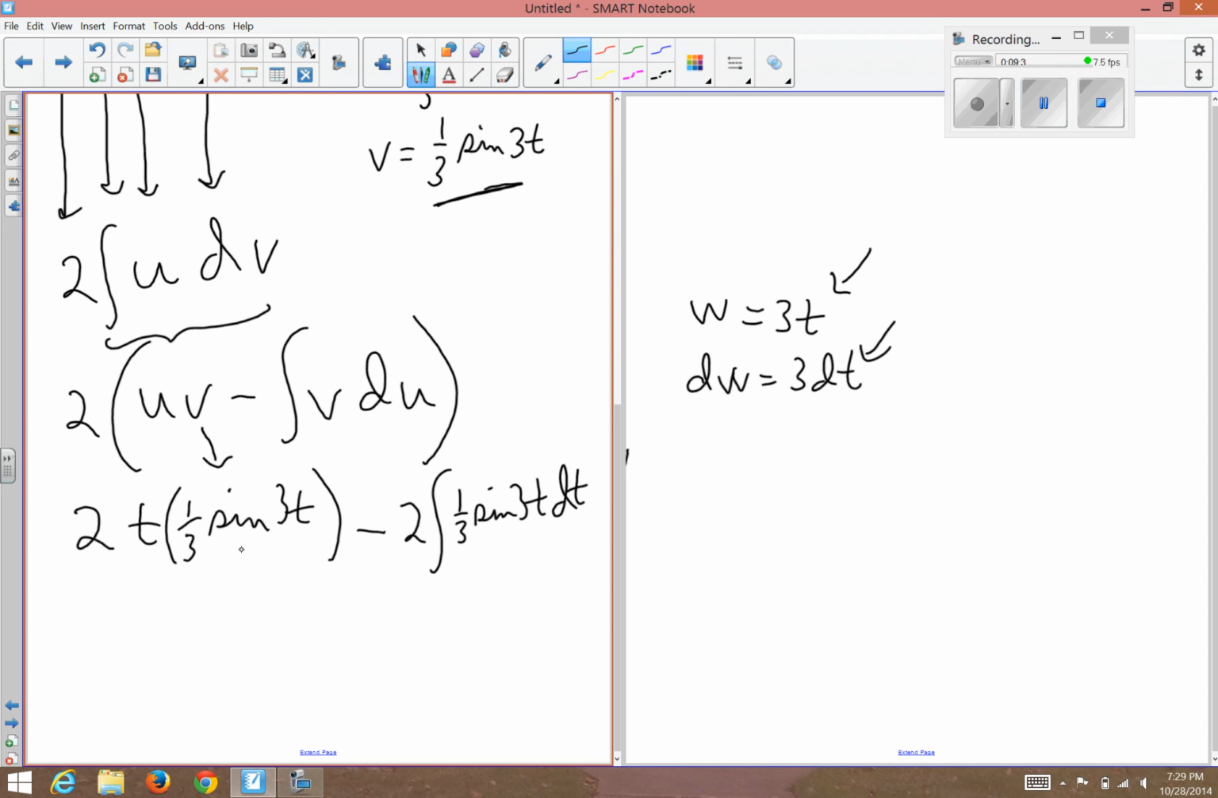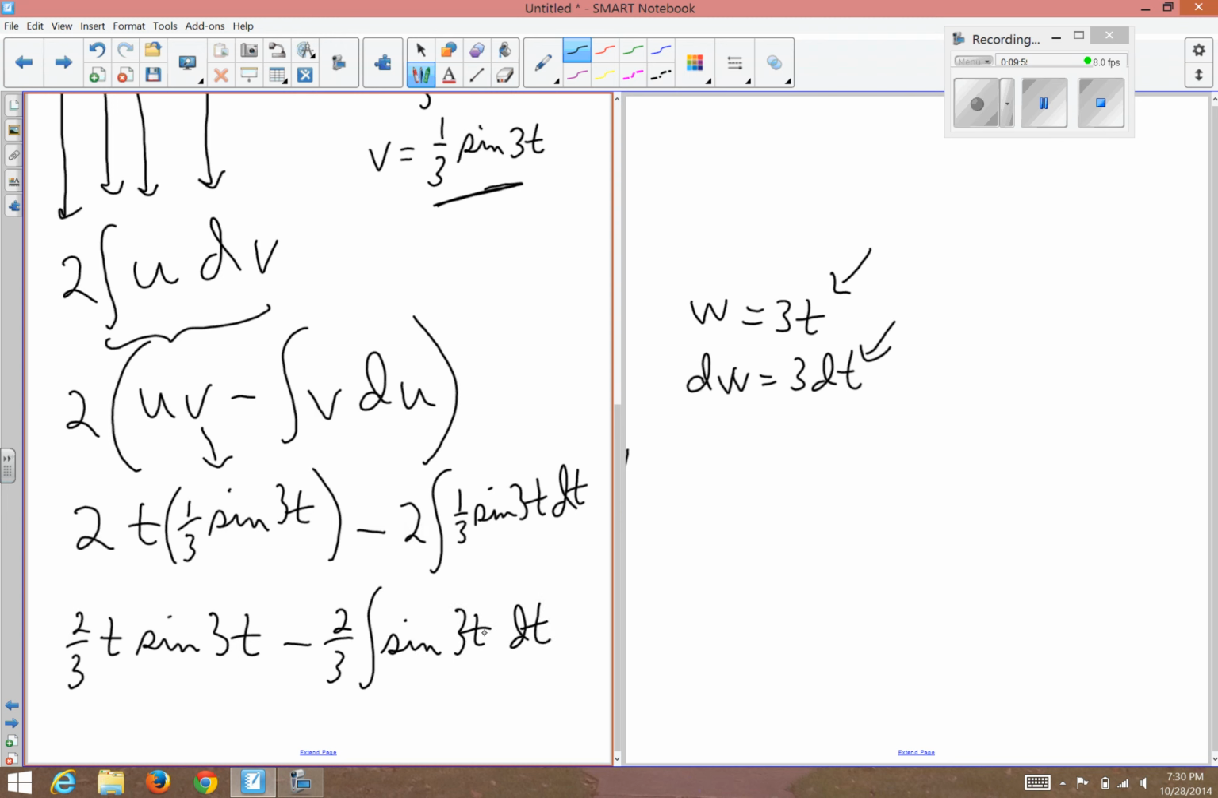So this term here, we're going to simplify a little bit by saying 2 times 1/3, so that's 2/3. Copy that t, sine 3t. After this minus, this 1/3 is going to come to the left of the integral sign, but there's already a 2 there, so minus 2/3 the integral of sine 3t dt.